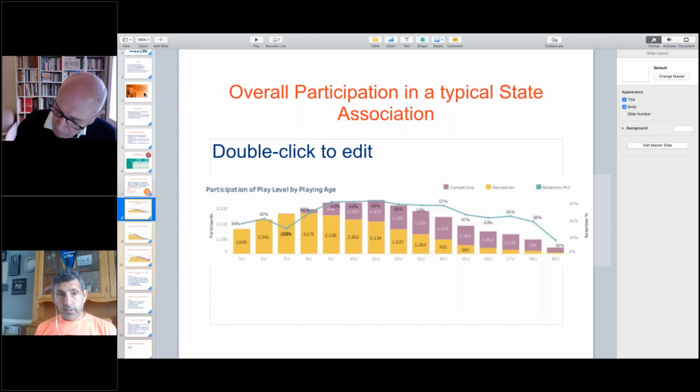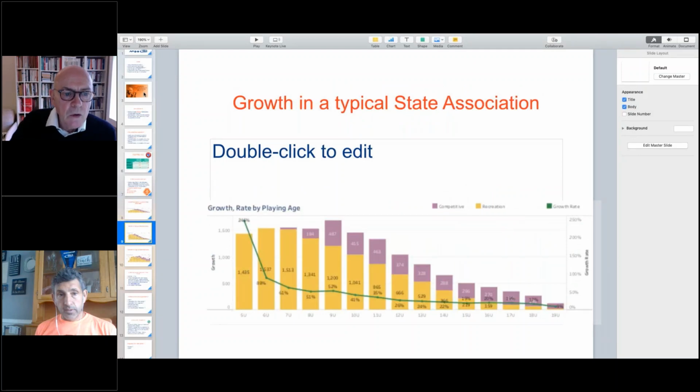What's new about that? Well, if we dive down a little bit lower and look at the growth, now we can do this as we've been doing by tracking the individual players. So that growth starts off very high and then drops off.